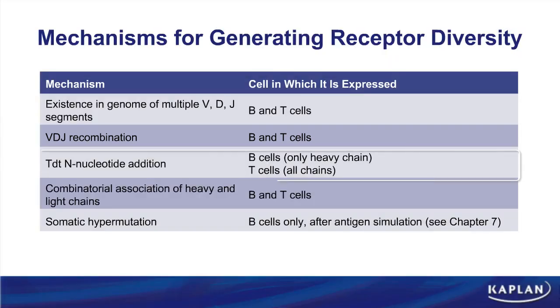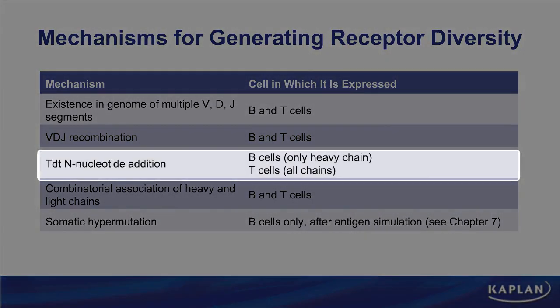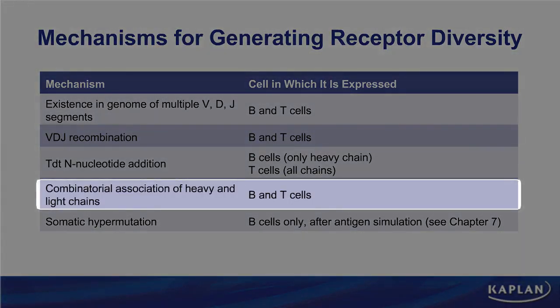We mentioned TdT and the N-nucleotide addition, which is the random inclusion of nucleotides between the V and the D and the J for B cells, and both the beta and alpha chain for T cells. What's also cool is that any heavy chain can combine with any light chain, so I can have the same heavy chain 5 times with different light chains, and that completely changes up my variable region or my idiotype and gives me a whole new level of diversity.